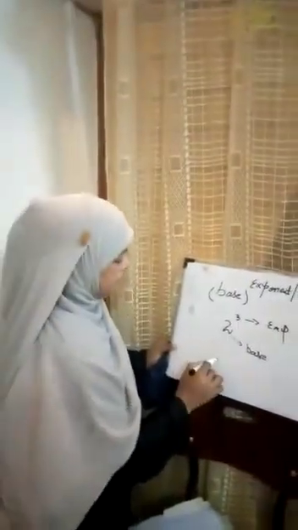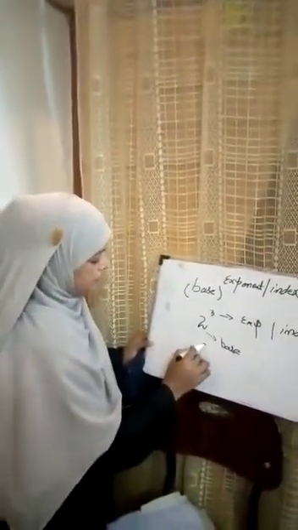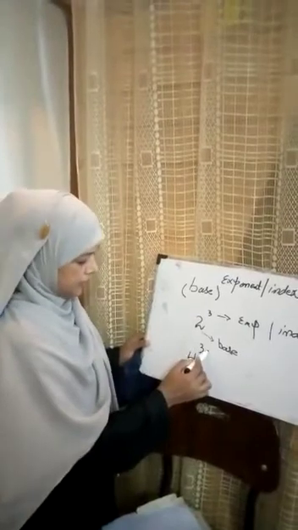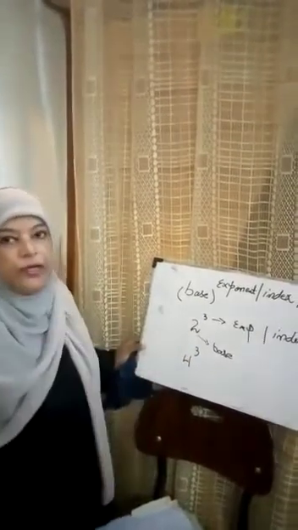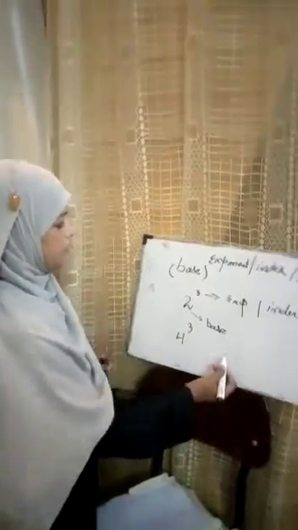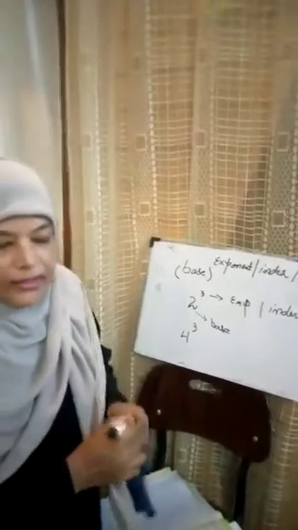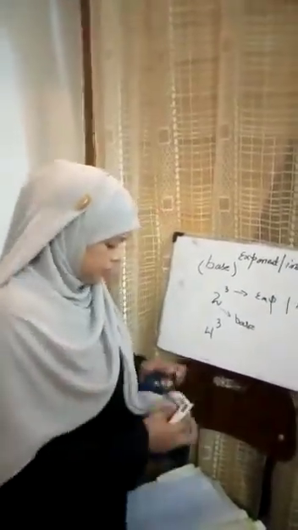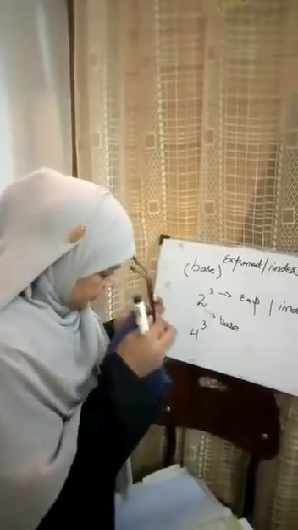These are different examples. 4 to the power 3: 3 is the exponent and 4 is the base. So you will do it the same way. You will do question number 1 of exercise 2.2. In that exercise, the question is: write base and exponent. You just have to tell the base and exponent by keeping this general formula.